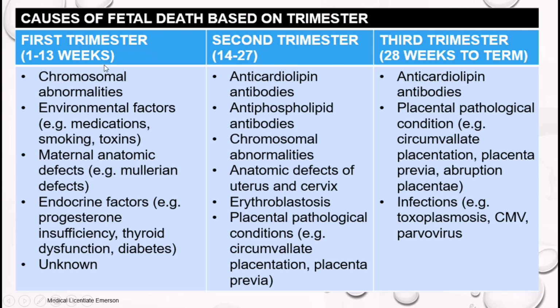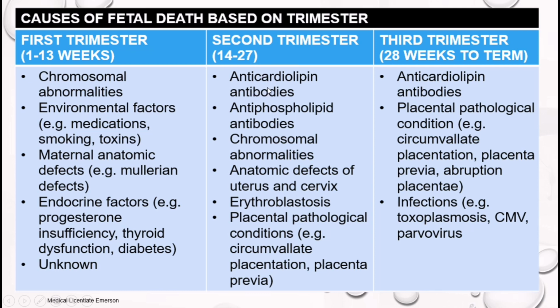So we can have first trimester fetal death, such as causes can include chromosomal abnormalities, environmental factors, e.g., medications, smoking, toxins. We can have maternal anatomic defects, e.g., Mullerian defects. We can also have endocrine factors such as progesterone insufficiency, thyroid dysfunction, diabetes, and of course unknown. Then under second trimester, and this is an MCQ question where they ask you the first trimester ends at how many weeks. So don't say 12, it's 13. So second trimester begins at 14 to 27.